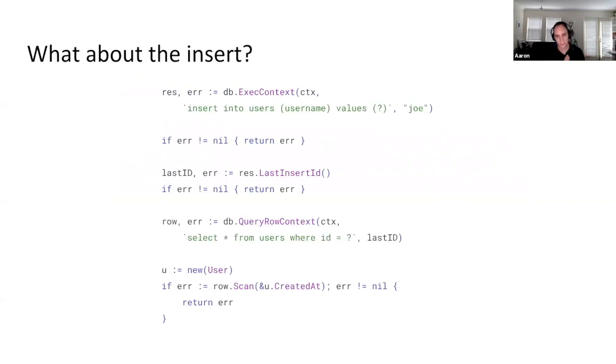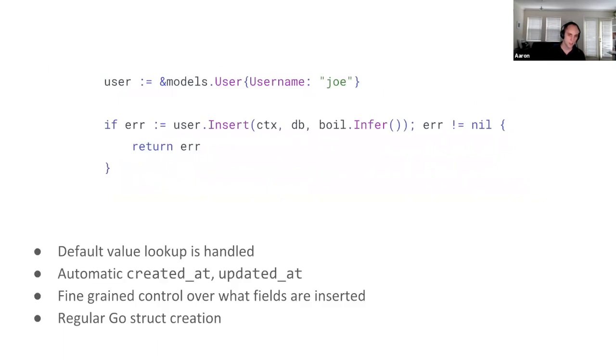So what about the insert? Because we had that whole problem with the last insert ID and the second query and getting the data back. In SQLBoiler, that simply looks like this. We create a user, just like a normal Go struct. There's nothing magical going on here. And then we say user.insert, and you'll see the boil.infer.